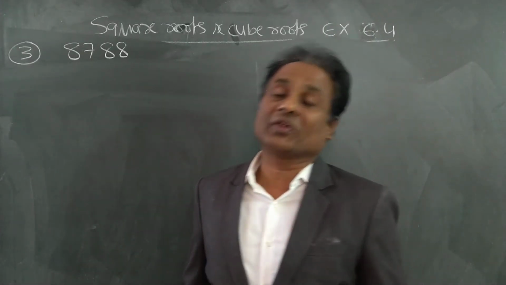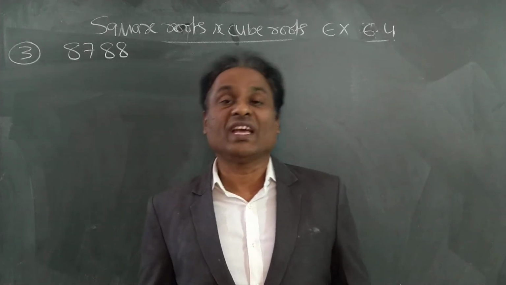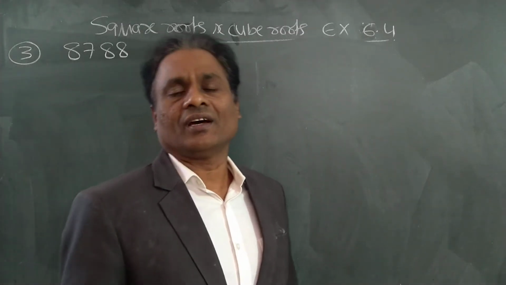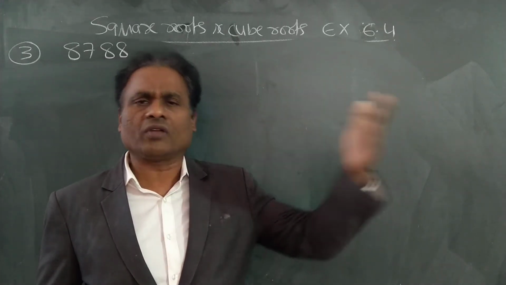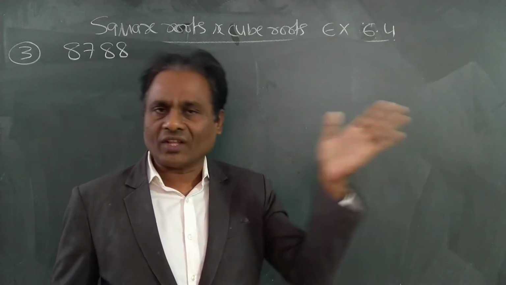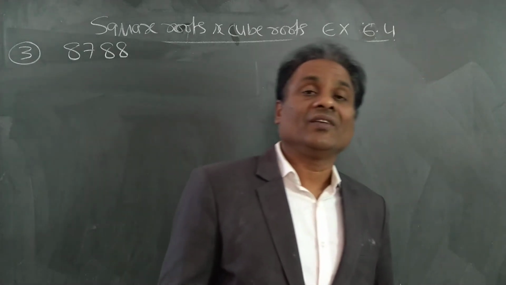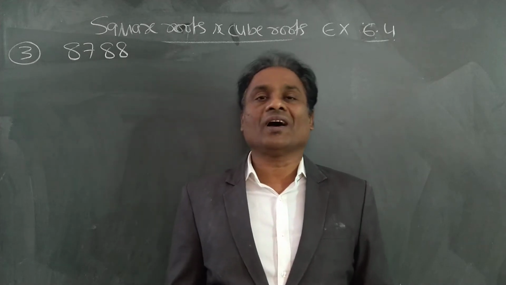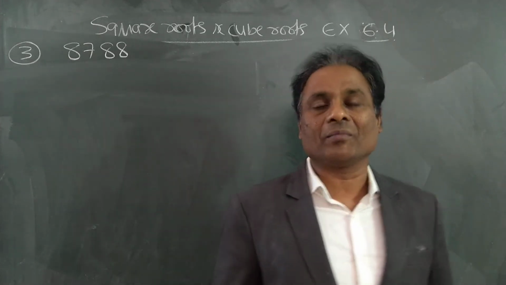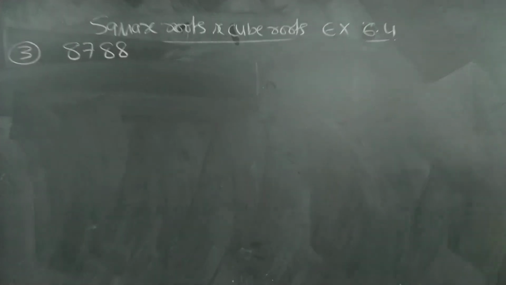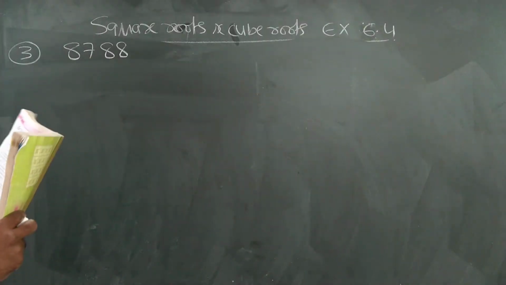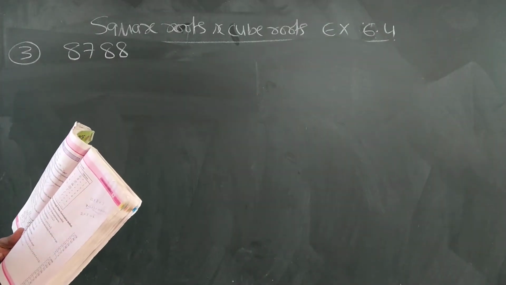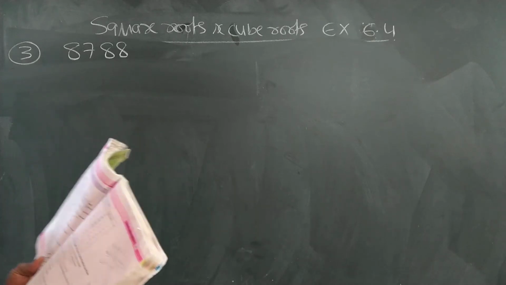Continuation of the square roots and cube roots chapter. We are in the fourth exercise, solving problems based on cube roots, because the square root problems were all completed in the first three exercises. Now in the fourth exercise we have started cube root problems, cubing a number and finding the cube roots. So open your textbook, students. This is the third problem, because the second problem of exercise 6.4 is over. Third problem, all of you read it.